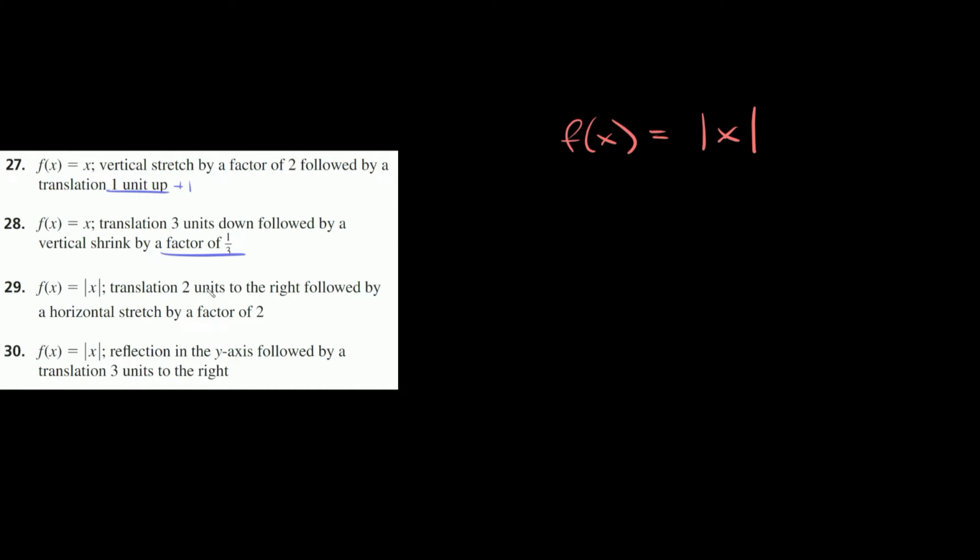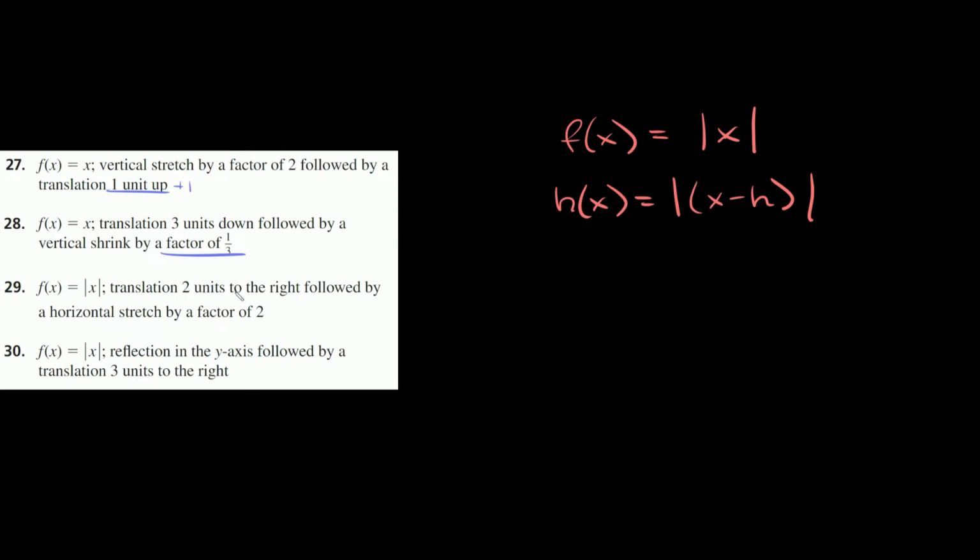So it says translate this 2 units to the right. So let's do that first. So we're going to have that h of x is equal to, now whenever you move it to the left or to the right, remember you just replace any x's you have with an x minus h. So then here, this is going to be the absolute value of x minus h, right? So that's the first thing.